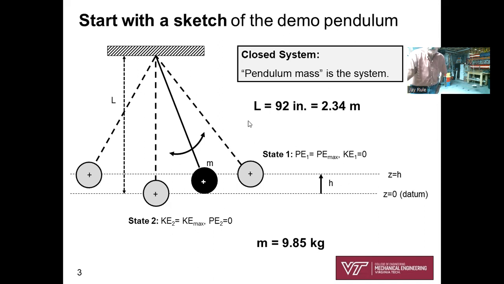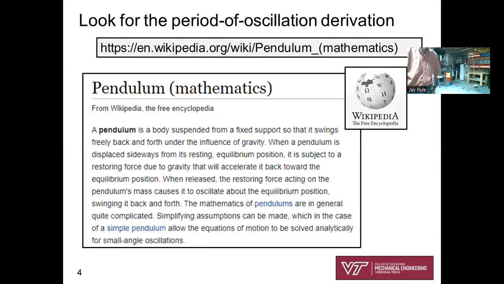I've done some pre-work and measured the length of this. It's a chain supporting 20 pounds plus of iron weights. 92 inches of chain, the length of the pendulum, 92 inches. The mass is 9.85 kilograms. So there's our sketch. And so the system, what's the system? The system is going to be the mass, the pendulum mass. So that is our closed system.